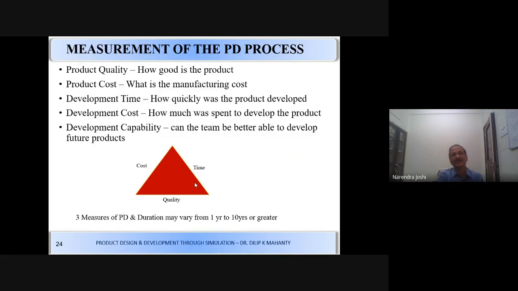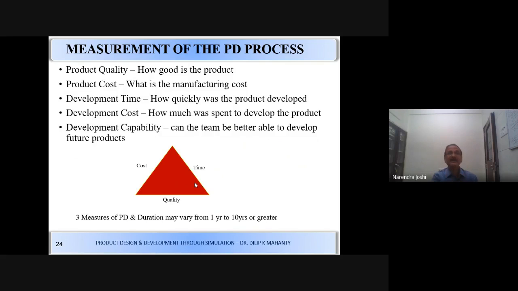So, a little elaboration on that. Measure: how do I measure the product? Product quality: how good is the product? What are the things intended? What was satisfied? Cost: what is the manufacturing cost, and bringing it to the customer. Development time: how quickly was the product developed? Development cost: how much have you spent in developing this product? And capability of a product: can the team be better able to develop future products based on the technology or based on the product? Does it have that augmentation purpose?